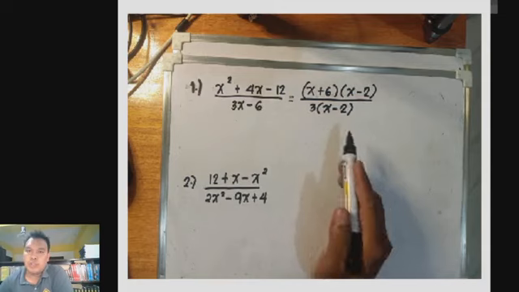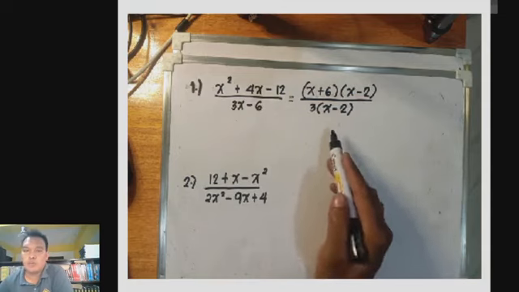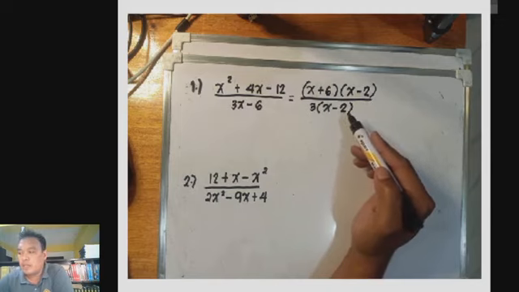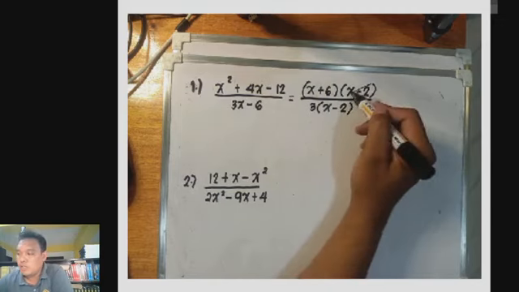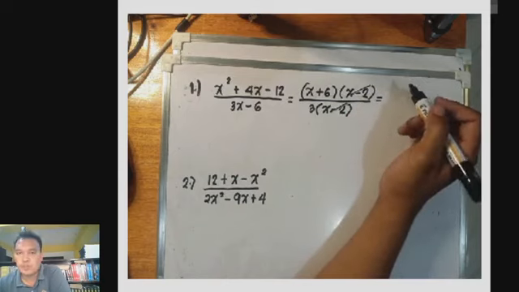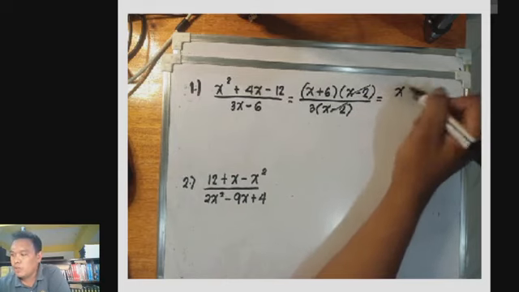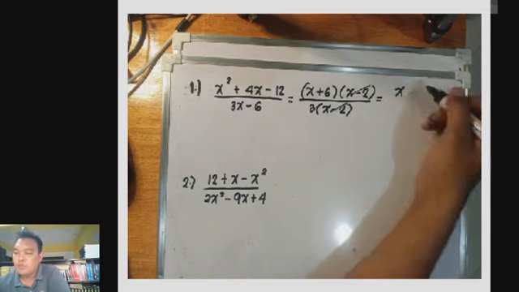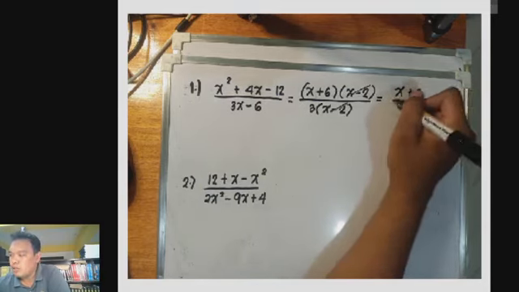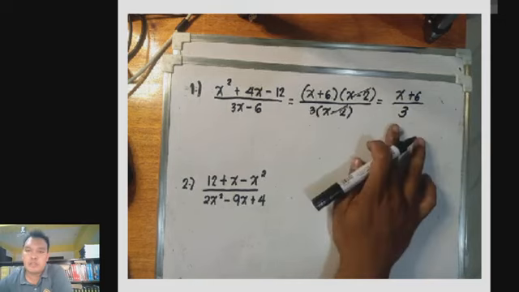So as you can see, we have common factor or common terms, which is x minus 2 and x minus 2 para sa numerator and denominator natin. So we can cancel out this value para ma-simplify natin yung rational expression. So the simplified form of (x squared plus 4x minus 12) all over (3x minus 6) is (x plus 6) all over 3. Ito po yung simplified rational expression natin, no?